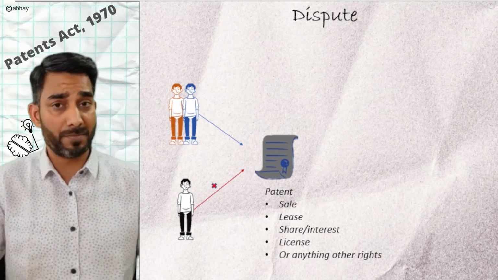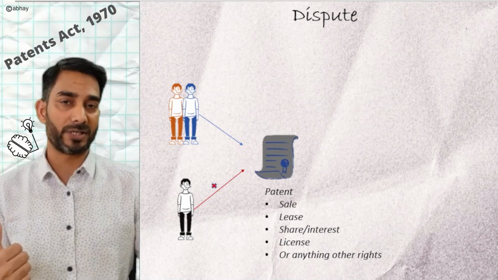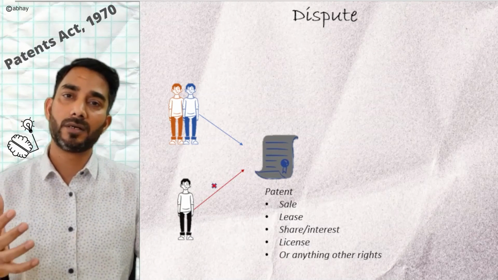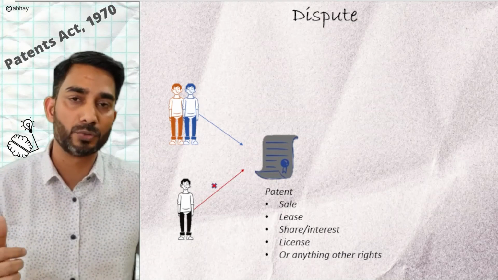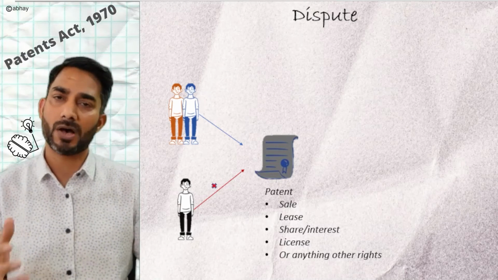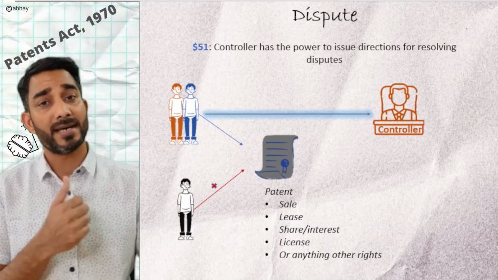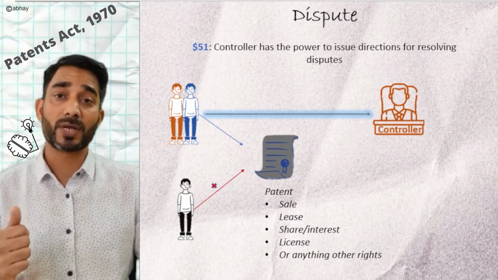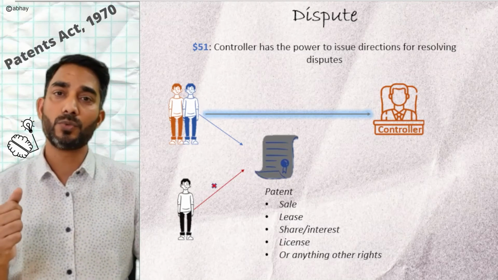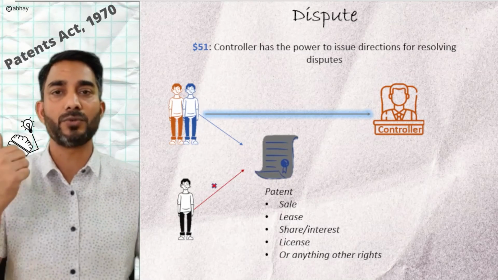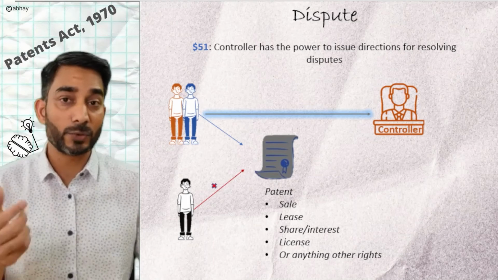Few of the patentees may agree to it, others may not agree to it. So there are other legal platforms available for you to sort out such issues. However, the Patent Act also provides you with the provision to reach out to the controller. As per Section 51, you can reach out to the controller to seek his direction with respect to resolving this dispute. Let's look into the process.